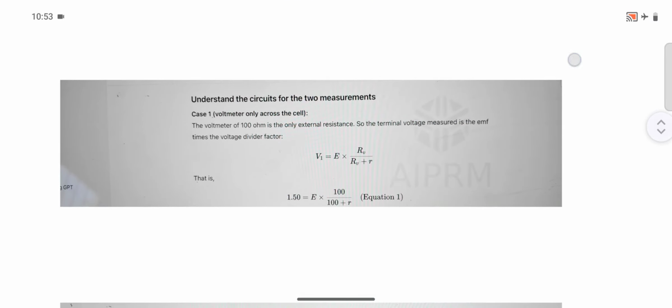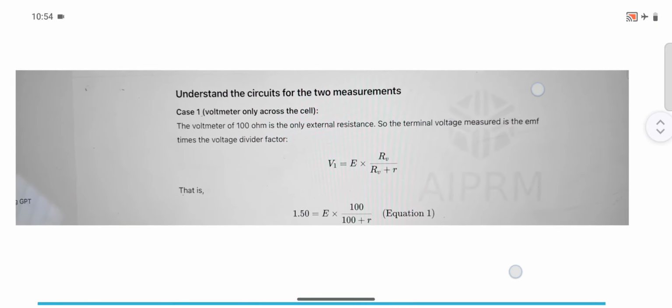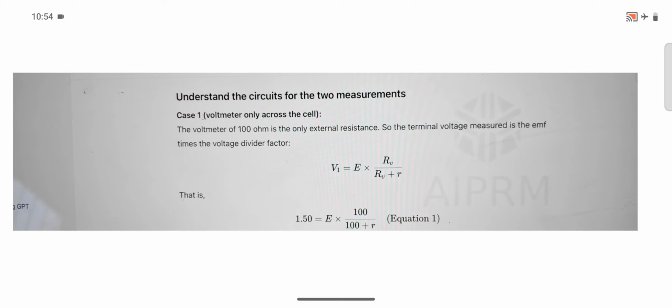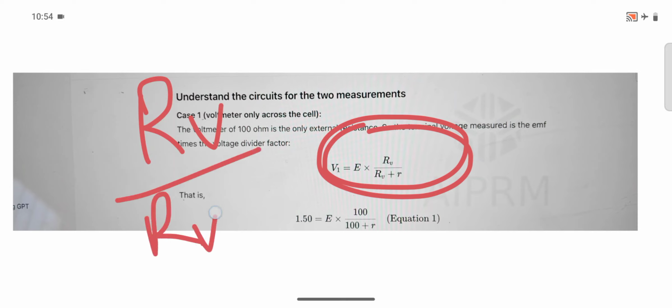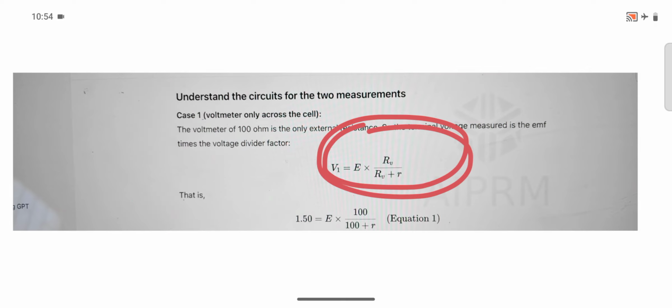Now, first we will understand the circuit for the two measurements. First, voltmeter only across the cell. The voltmeter of 100 ohm is the only external resistance. In the first condition, external resistance is 100 ohm. So the terminal voltage measured is the EMF times the voltage divider factor. The voltage divider factor will be RV divided by RV plus R. So this will be your first equation.